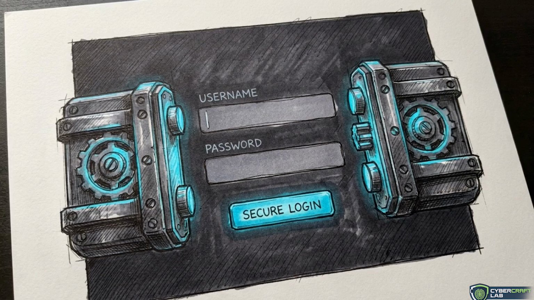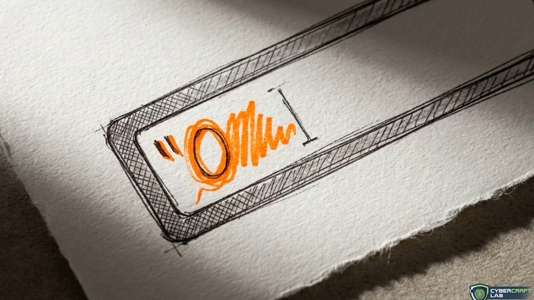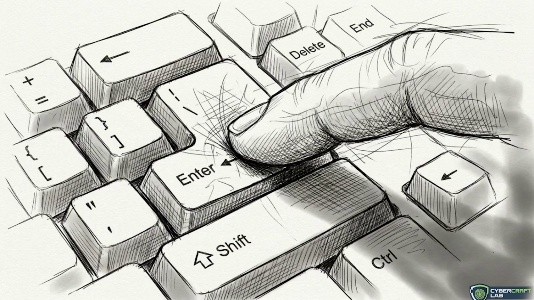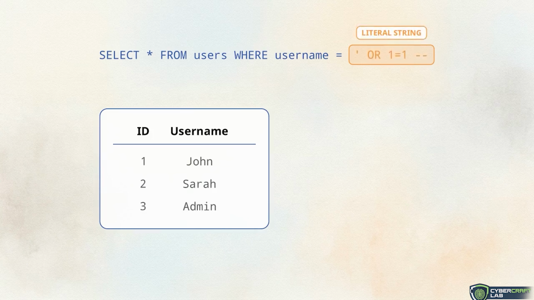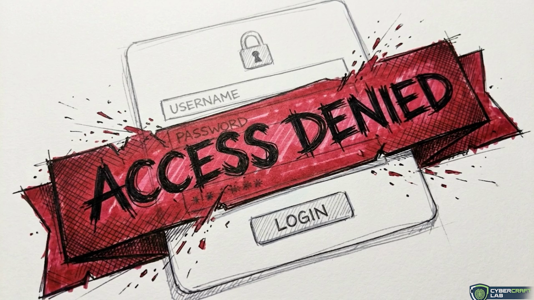We can now revisit the initial login attempt against this secured architecture. The attacker submits the same payload: a quote, an OR gate, and the equation 1 equals 1. Under the rules of a prepared statement, the database searches for a user whose literal actual name is that exact string of characters. It finds no match. The system rejects the login attempt, and the system remains secure.